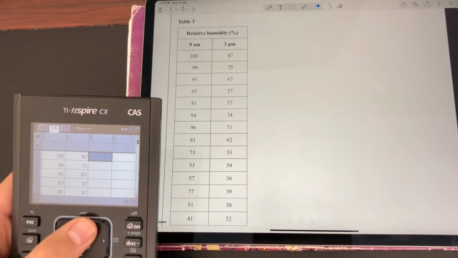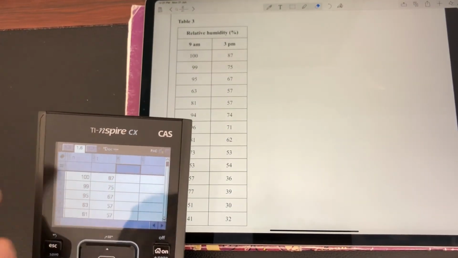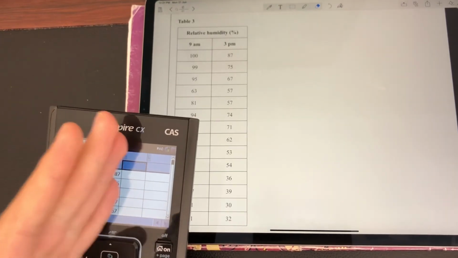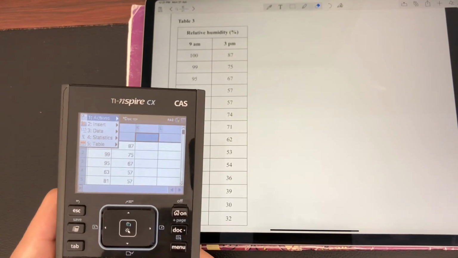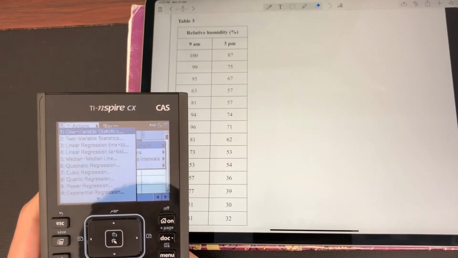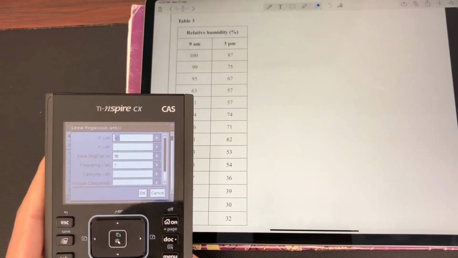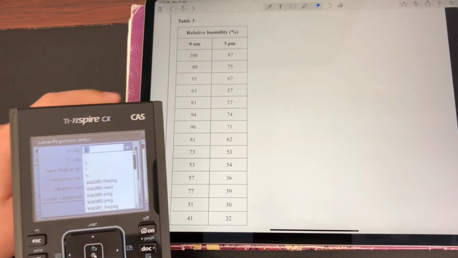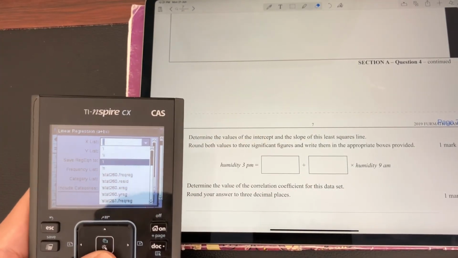Then once you've done that, go into any of the boxes in the second row, hit menu 4, statistics 1, and then hit 4 for linear regression. And then we want our x variable to be humidity at 9 a.m. So you look for that variable.